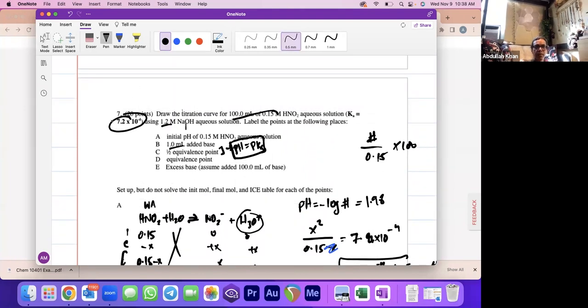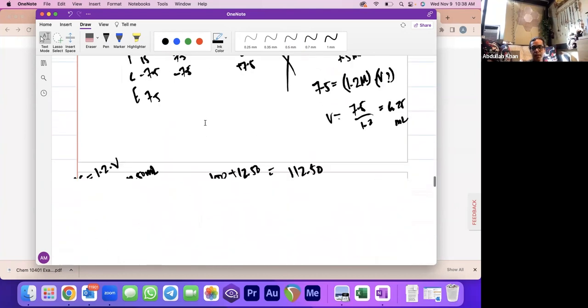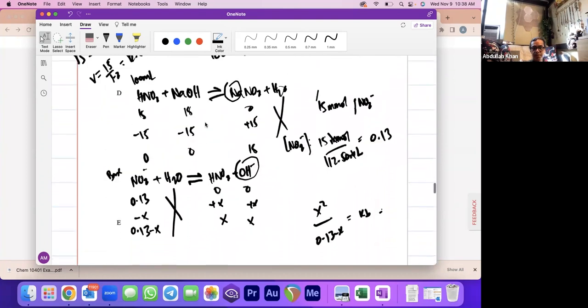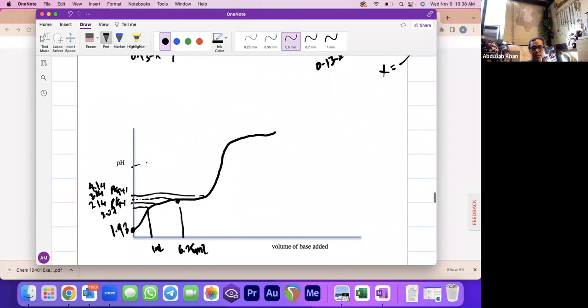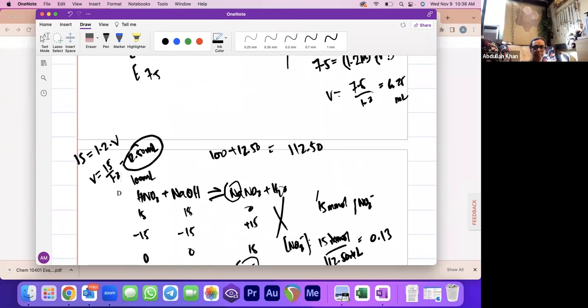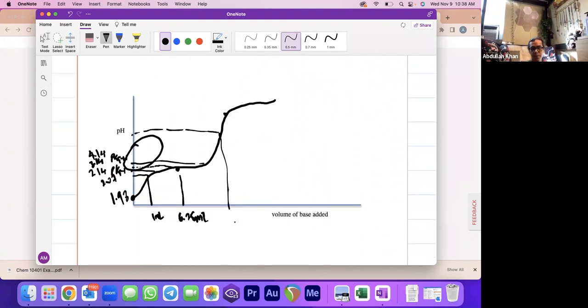That's okay. KB is going to be 10 to the negative 14 divided by KA, 7.2 times 10 to the negative 4. Solve for X. And that tells you where the next pH is going to be at. I think it's going to be over here, if I'm not mistaken. The volume of base added that you calculated was 12.5.